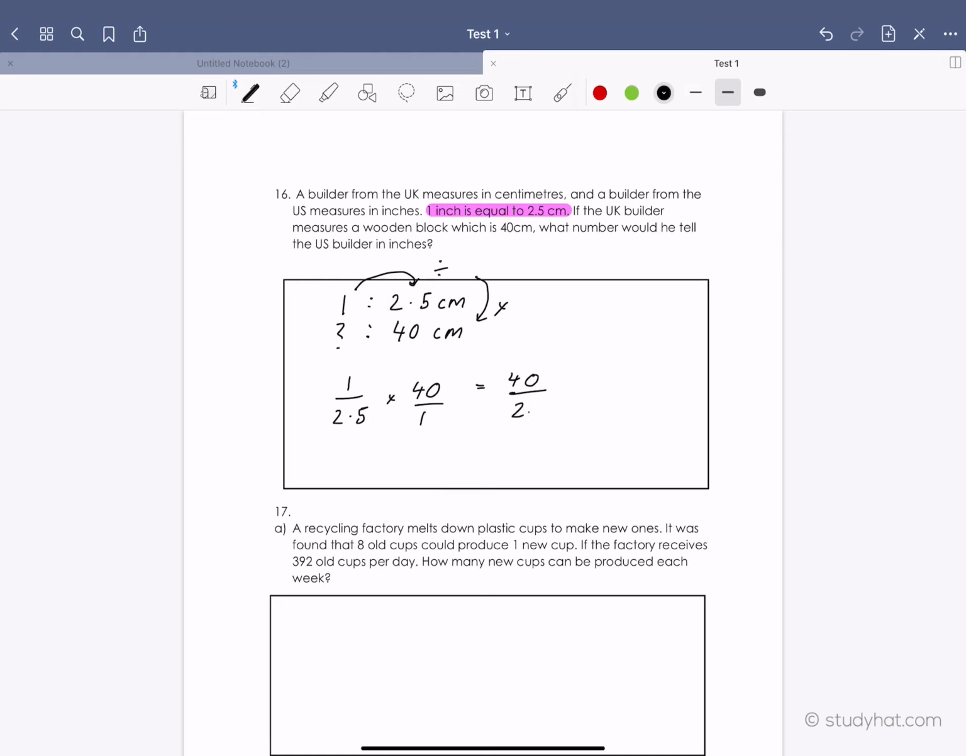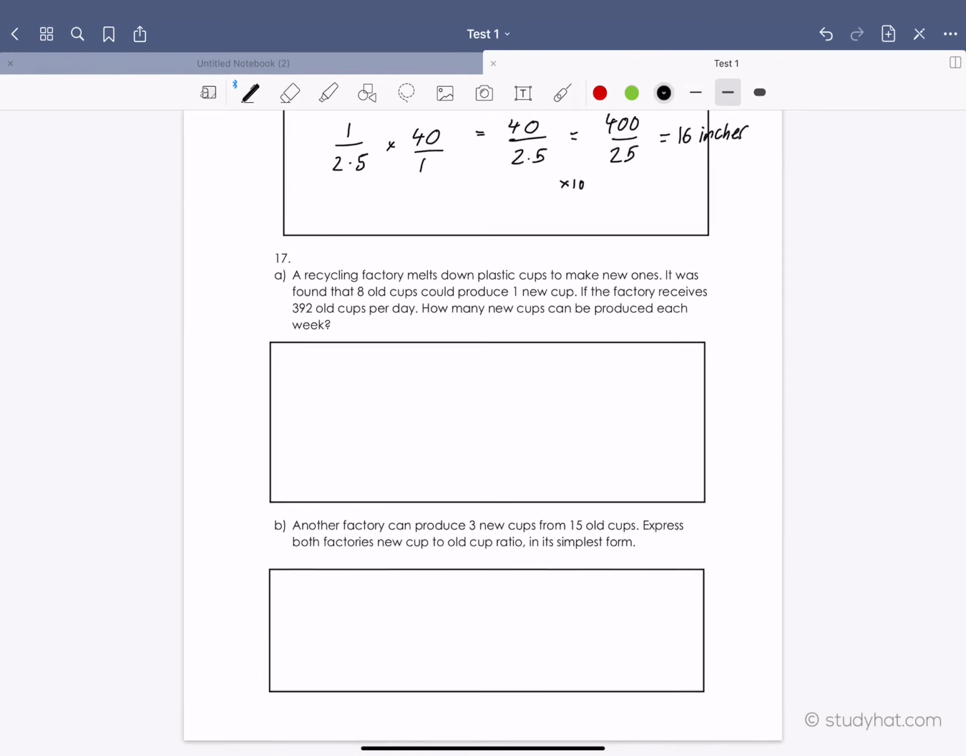40 divided by 2.5. Now, some tricks here, what we can do. To get rid of this decimal, we multiply the top and the bottom by 10. So we get 400 over 25. Okay, because it's the same thing. We've done both sides by 10. Now, how many 25s do you have in 100? 100 is 4 25s. So 400 must be 16 times 25. So the answer is 16 inches.